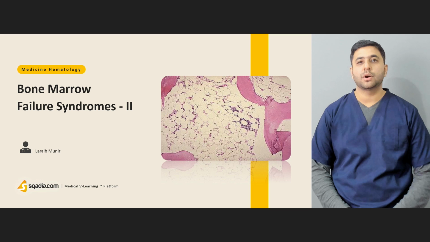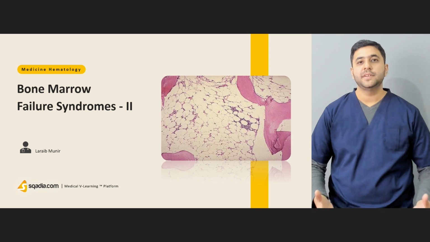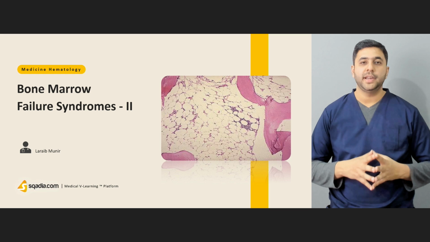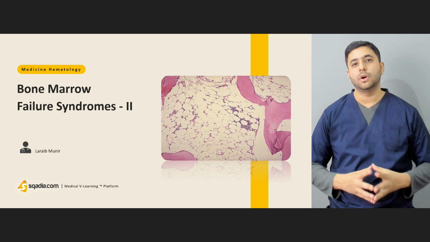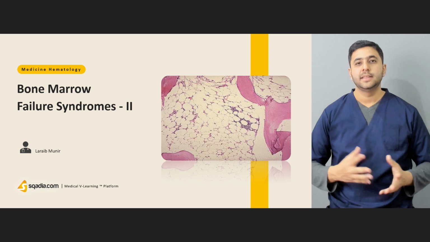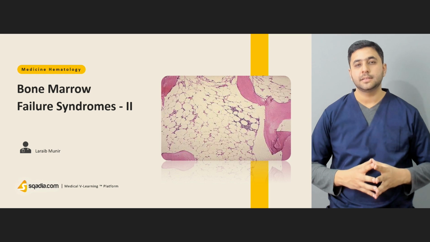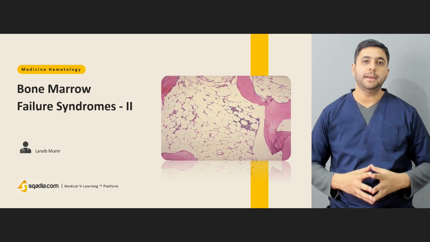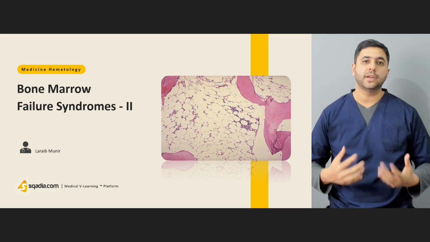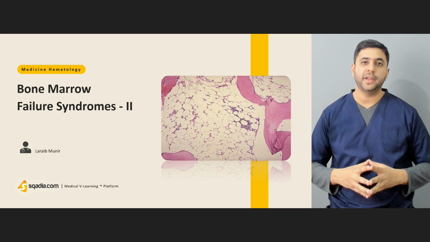I am your educator Dr. R.M. Munir with another lecture on hematology. In a previous lecture, we talked about the bone marrow failure syndromes. We talked about the general symptomatology, the general features common to all the bone marrow failure syndromes. Then we talked about the aplastic anemias and pure red cell aplasias. This lecture is the second part of that lecture, and in this we are going to continue our discussion of the bone marrow failure syndromes.